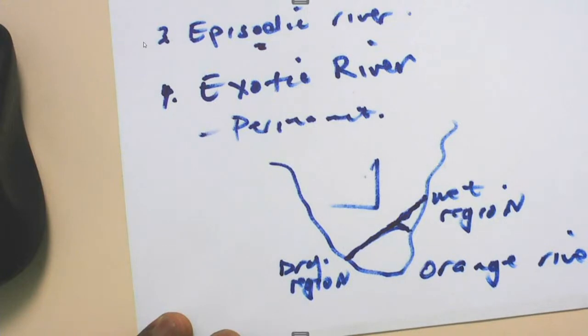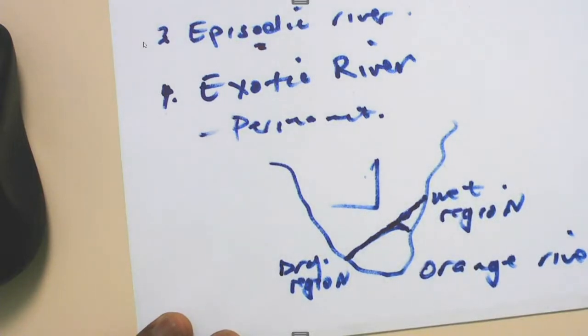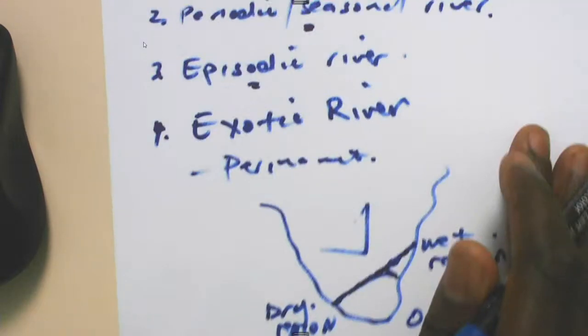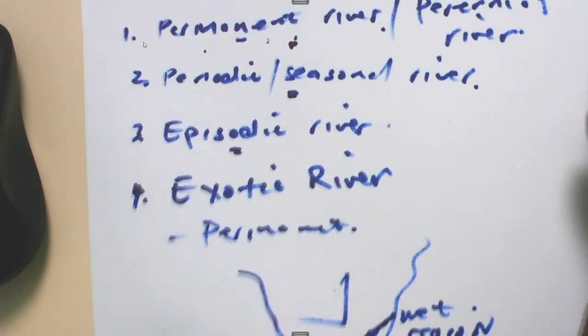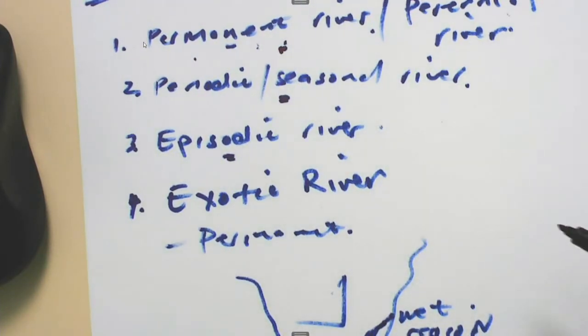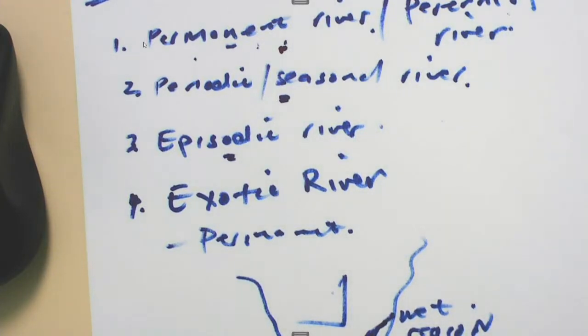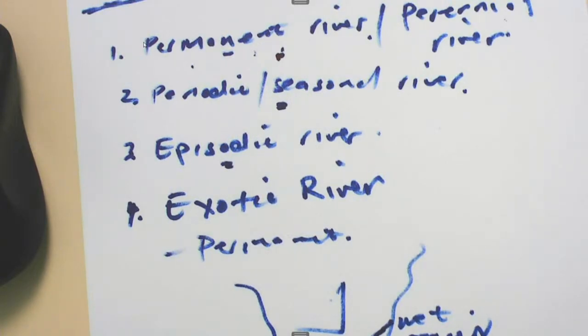It's the Orange River in South Africa. So these are the 4 types of rivers. So we're having the first one, which is a permanent river. We said permanent river, it flows throughout the year. Why is it flowing throughout the year? Because it is in contact with the groundwater. The second one is a seasonal river. Why is it a seasonal river? Because it flows only during wet season.